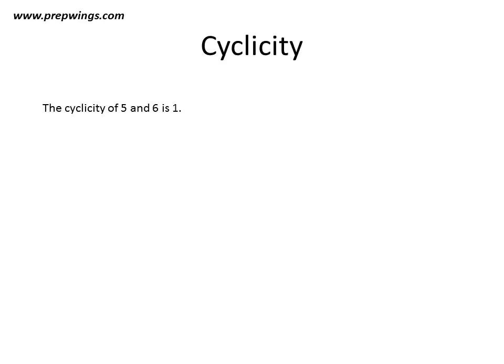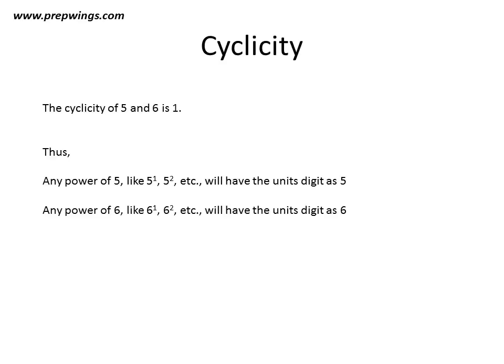Now looking at cyclicities of 5 and 6. The cyclicity of 5 and 6 is 1. What it means is that 5 to the power of any number, like 5 raised to power 1, or 5 raised to power 2, which is 25, or 5 raised to power 3, which is 125, all these numbers will always end in 5, or will have the units digit as 5.